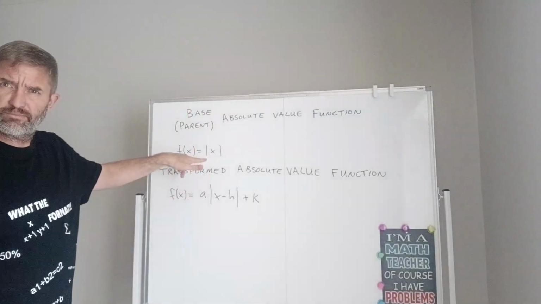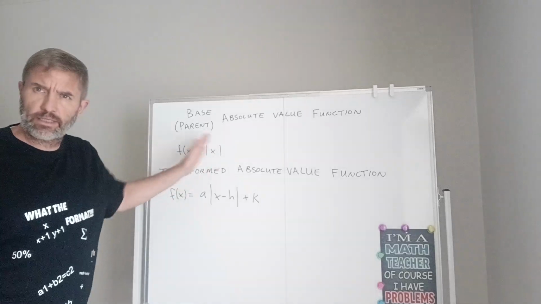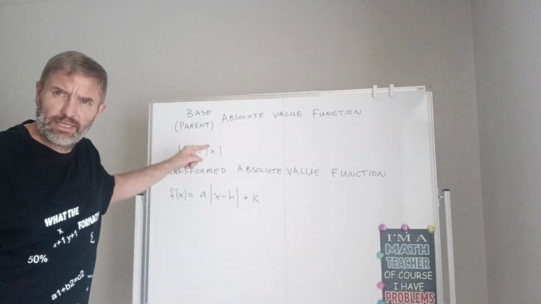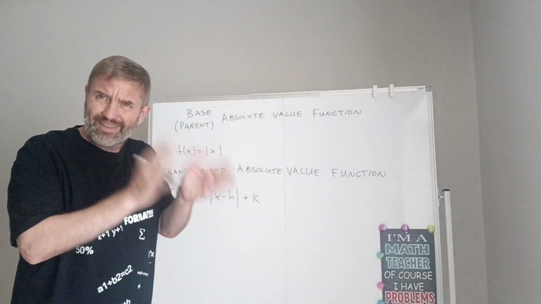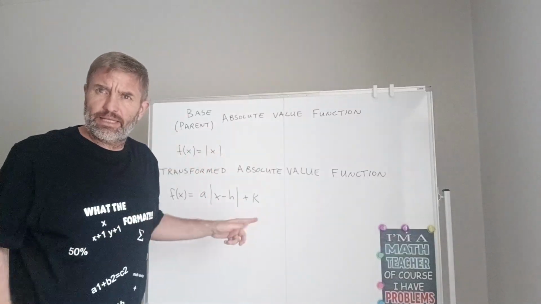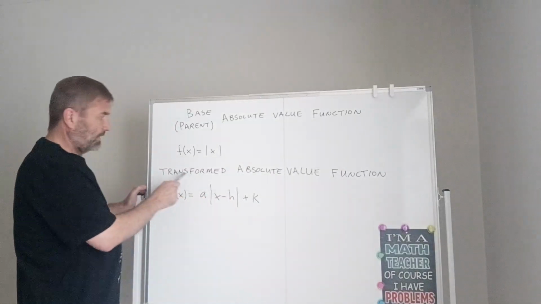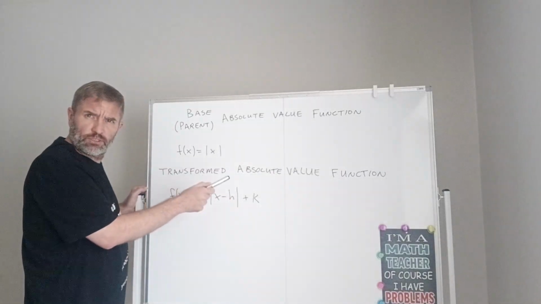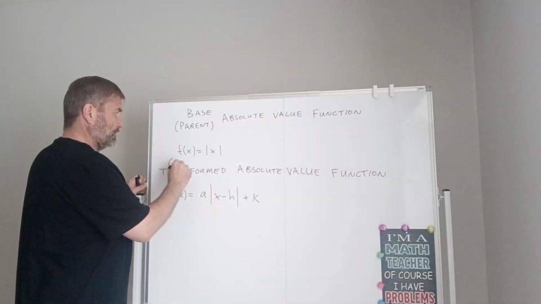Base parent absolute value function. This is what it is. f of x equals the absolute value of x. Notice you're not doing anything to x except taking the absolute value. Okay, that's the way base function works. It's just one thing, nothing else. Now, if you do other things with it, add the bells and whistles, that's your transformed function. Well, what does transformed mean, Mr. Hanna? It means changed. It changes.